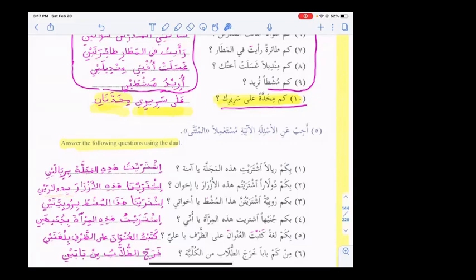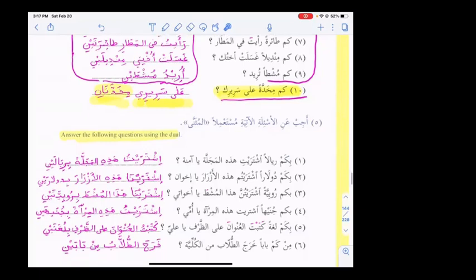I wanted to say something else, but not now. Next time, inshallah, I will talk a little more about ishtara, yashtari. This is the verb I wanted to show you. Ishtara, mudari is yashtari.